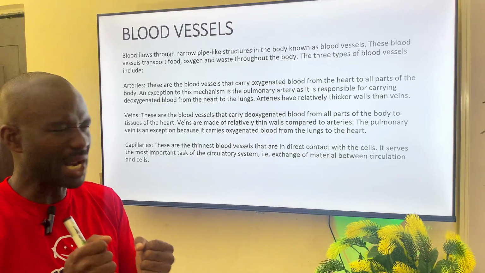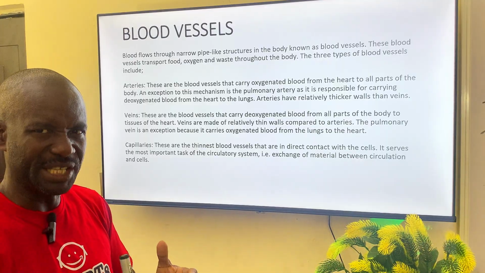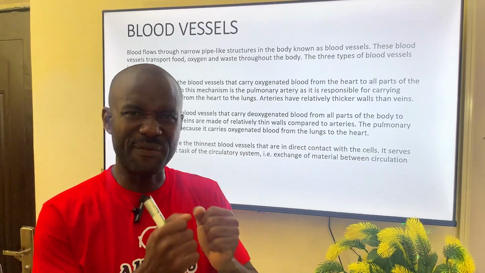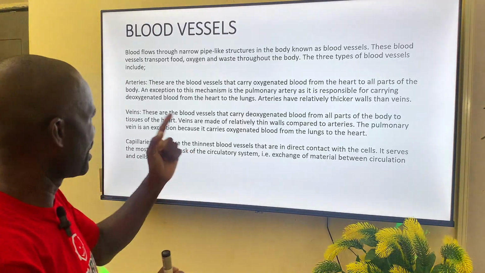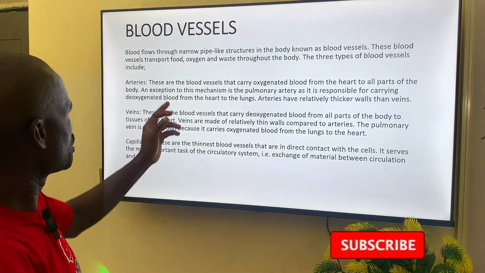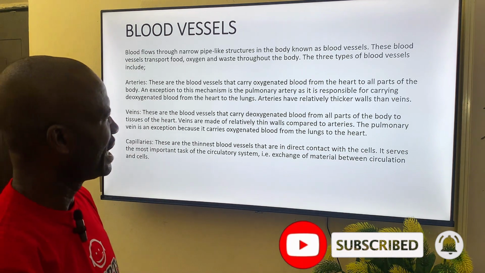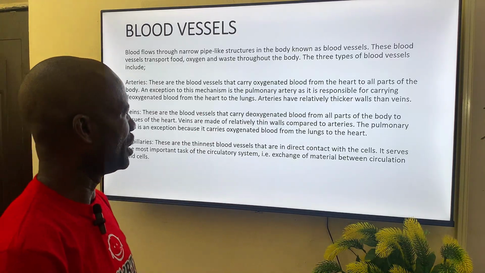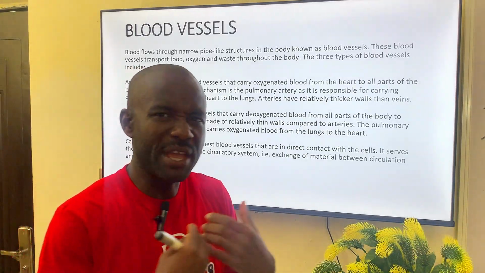Of course, you expect the pressure of the heart to be higher because that is the pumping engine there. So the artery has the characteristic of a very thick-walled vessel that can sustain the pressure, because they come directly from the heart with this high pressure. An exception to this is the pulmonary artery, as it is responsible for carrying deoxygenated blood from the heart to the lung. What do I mean? The artery carries blood away from the heart.